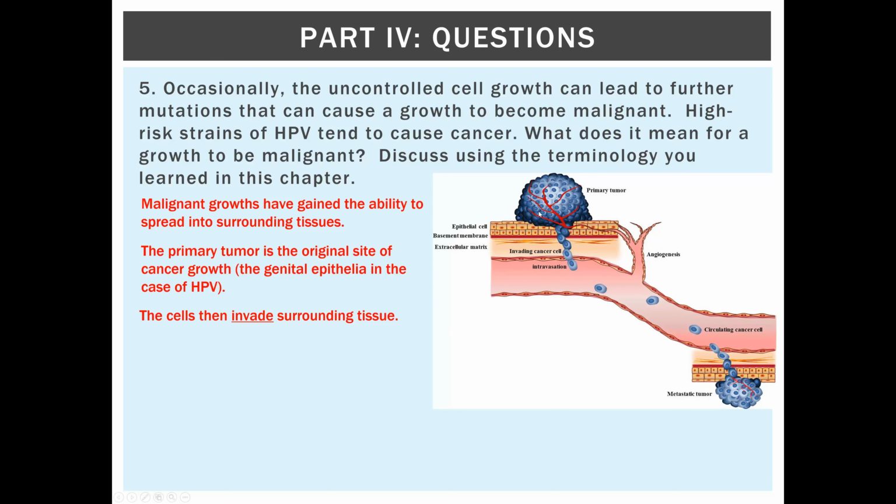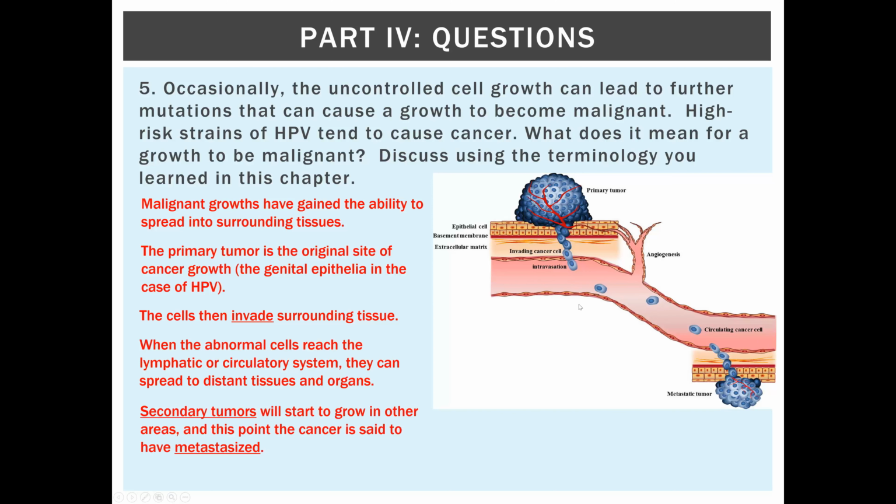Then the cells invade surrounding tissues, so that's called invasion. When the abnormal cells reach the lymphatic or circulatory system, and they're showing a blood vessel here, they can then spread to distant tissues and organs throughout the body. Secondary tumors will start to grow in other areas, and at this point the cancer is said to have metastasized. So they can also call these metastatic tumors.